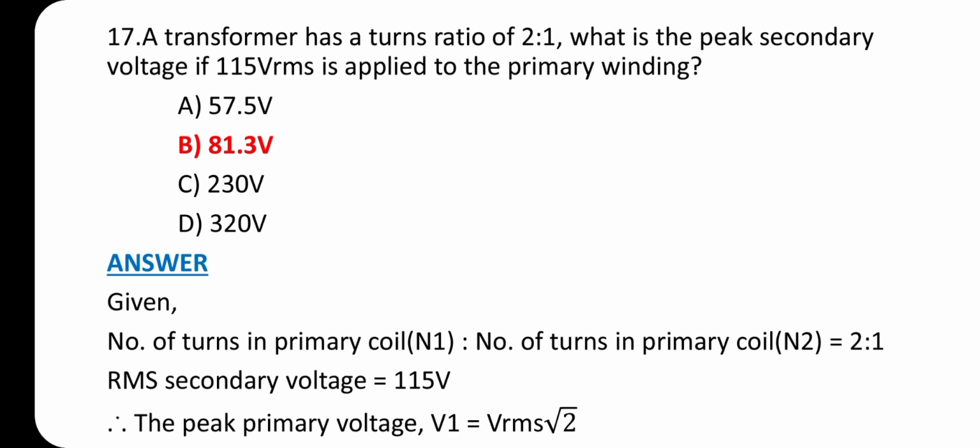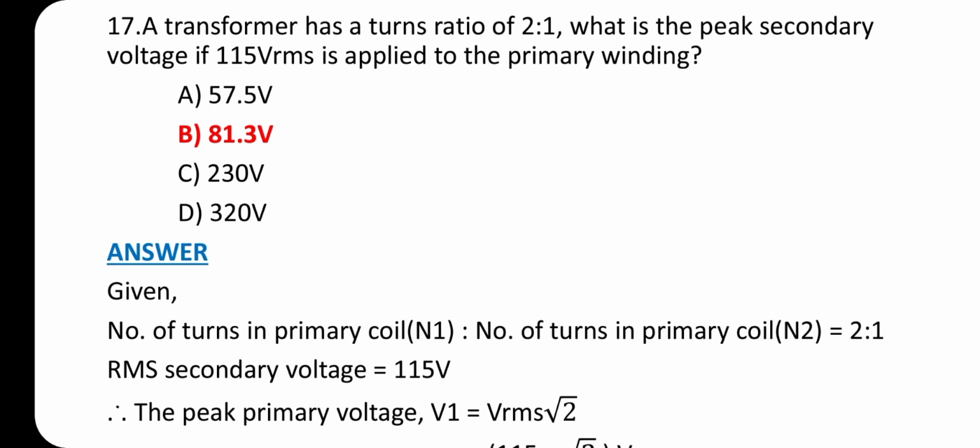Question number 17. A transformer has a turns ratio of 2:1. What is the peak secondary voltage if 115 Vrms is applied to the primary winding? Answer is option B, 81.3 volt.